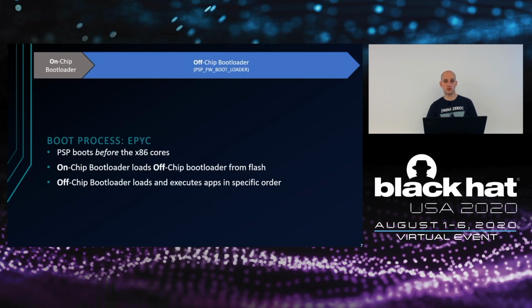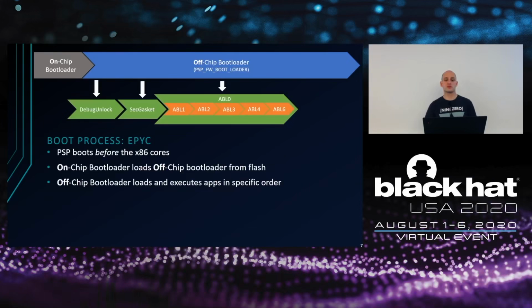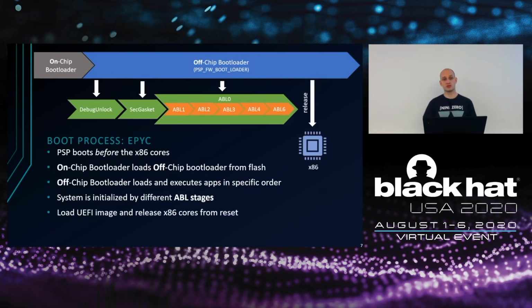To do so, it will load various applications in a static order. And from these applications, you can see that there is an ABL0 stage, which has embedded multiple ABL1 to 6 stages. And these are the stages that actually configure and initialize the x86 SoC. And this includes the training for the DRAM, for example. When this is finished and DRAM is available, the PSP will load and verify a UEFI image into the DRAM and then release the x86 cores from reset. And only now the system or the main x86 cores boot up.